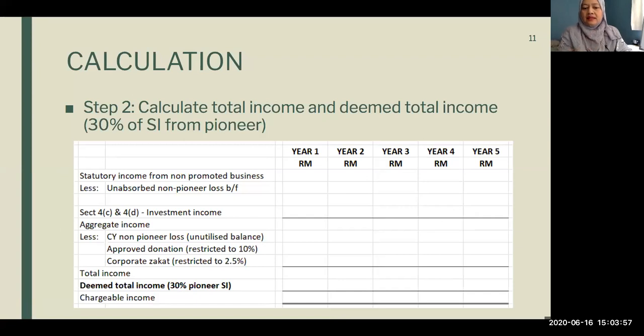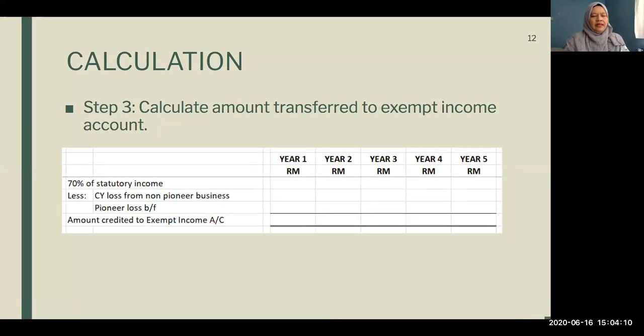So that 30 will appear in year 2 under unabsorbed non-final loss brought forward. Okay? Alright. This one cannot be an example yet. Be patient. Okay. Step 3, earlier what was step 1?